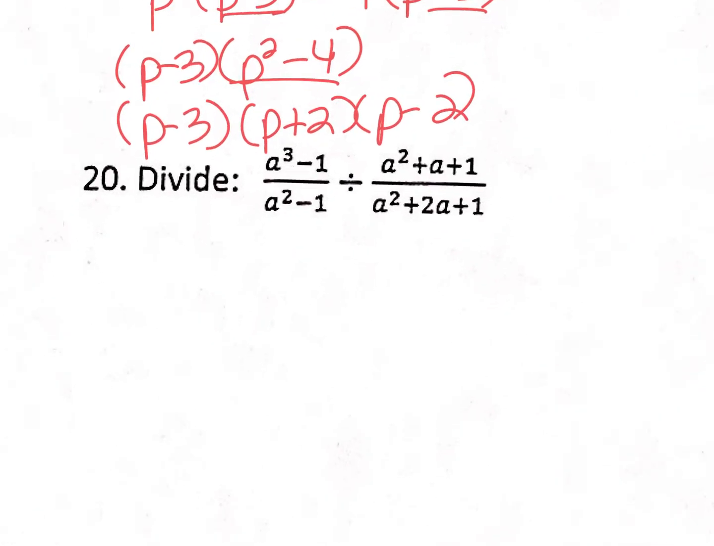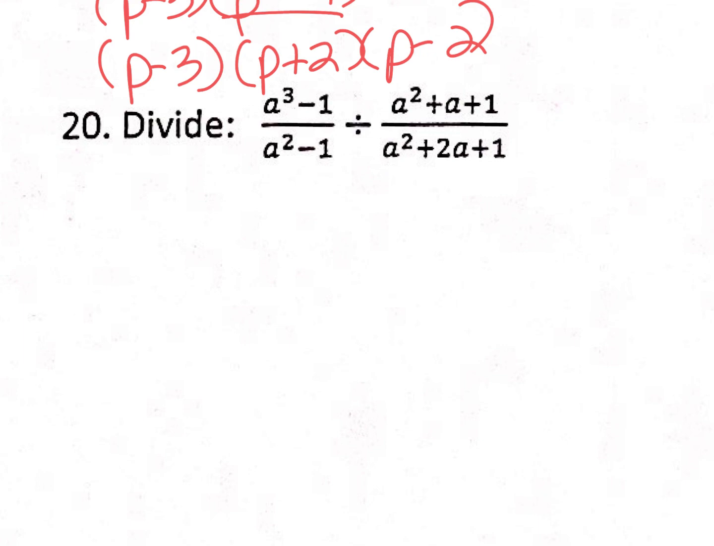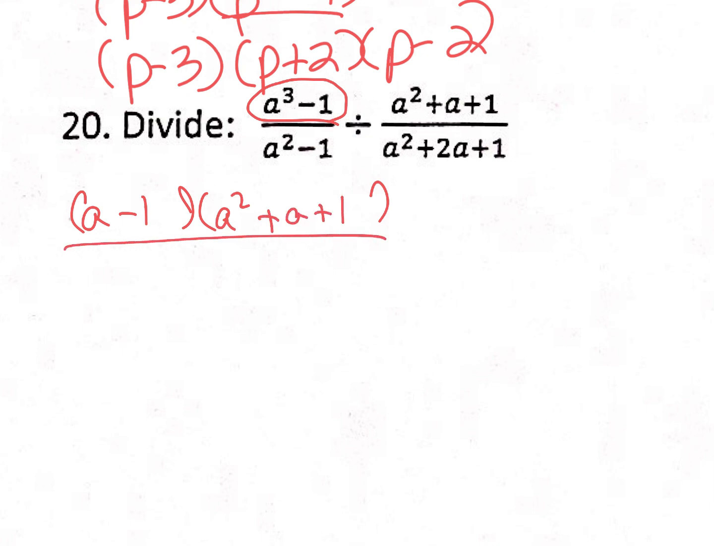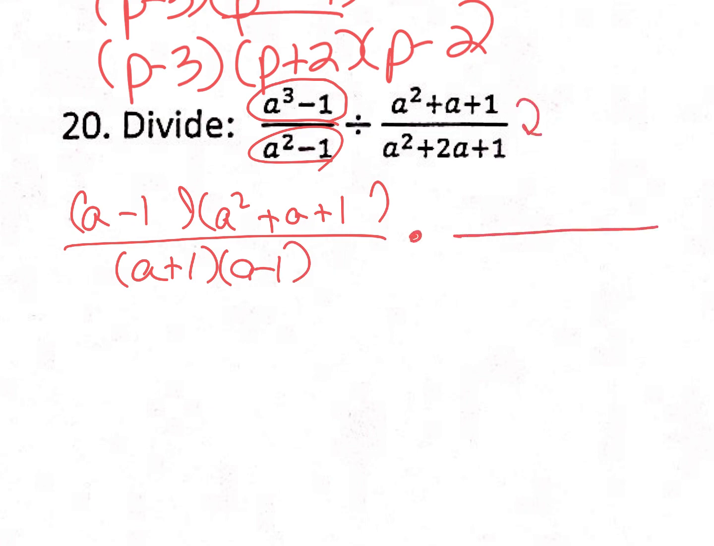One more, number 20. 20 has a cube on top. Don't forget our thing here, our gesture. Small, big, cube root, square, multiply, change the sign, square. That's so important. You got to be able to do that, or it's not going to work. Factor the bottom of this one, which is difference of squares, a plus 1, a minus 1. Because it's division, I'm going keep, change, flip. So I'm going to flip this one right here.